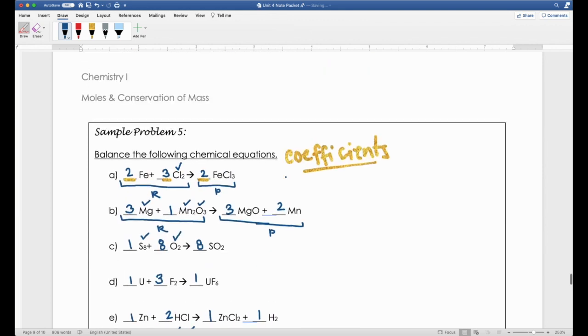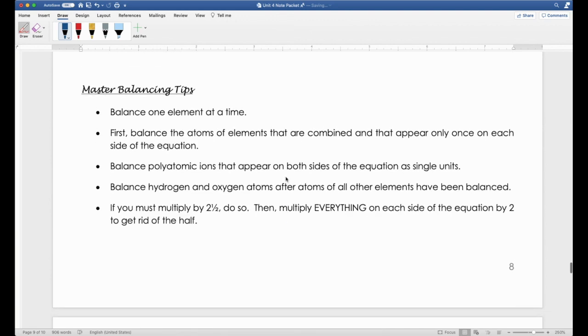And you can always go back and look at these tips here. So I kind of told you some of those as we were going along. Balance one element at a time, and balance the atoms of elements that are combined and that appear only once on each side of the equation. Polyatomics, that's the one I just told you. We're going to get some more practice with these last two in class.